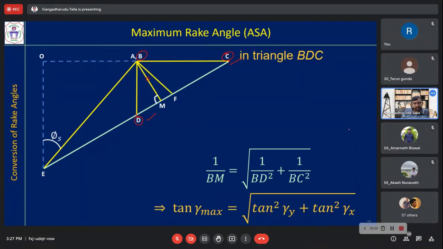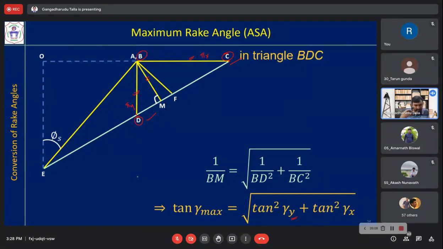Gamma max we have just seen in the triangle at the beginning. 1 by BD square is tan square gamma y, because this line BD belongs to pi y. Similarly, if you consider BC, this line belongs to pi x, so you are getting gamma x. So this is the relation between gamma max and gamma y and gamma x.